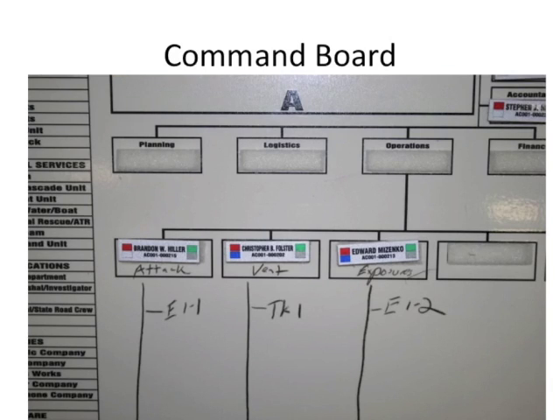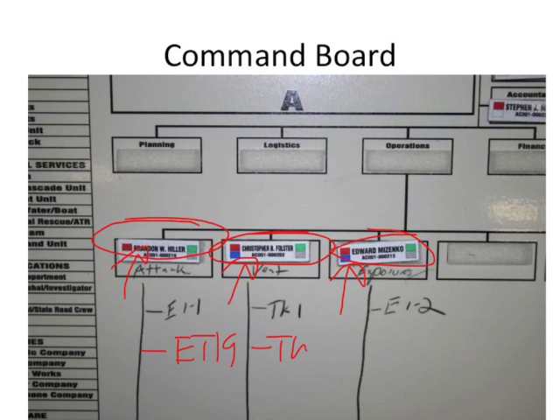So we get a little bit of a closer look. You can see how the hook and loop actually allows you to demonstrate right here on the command board who the supervisor is for each group. So we know that this is the supervisor for the attack group, the supervisor for the vent group, and for the exposure group. And then we can add additional units as we go to demonstrate how the operation is proceeding.